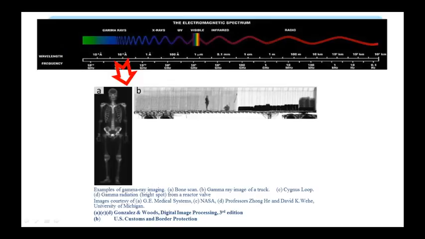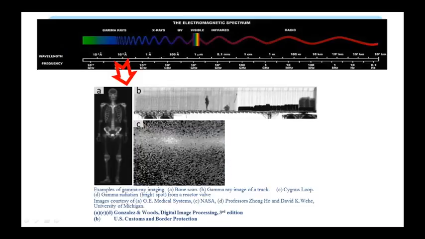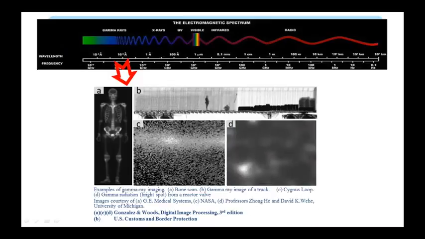We also have instances where an image is obtained using the natural radiation of the object being imaged. This is the case, for example, of the star in the constellation of Cygnus, which exploded about 15,000 years ago, generating a superheated stationary gas cloud known as the Cygnus loop. And this is what figure C shows here. Similarly, we can observe the natural radiation of an object being imaged as here, the bright spot from a reactor valve.